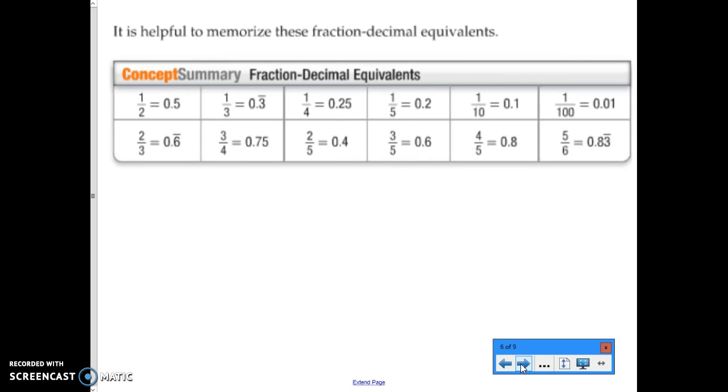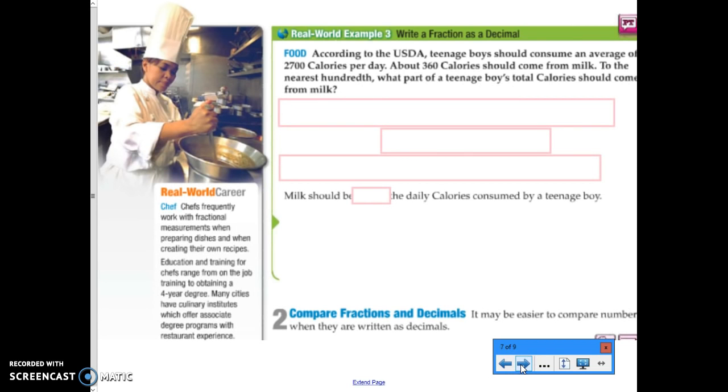This concept summary, it's probably a good idea to write most of these down. Some of them you already know in the back of your head, but it's good to write down the ones that you maybe don't know. Those are ones that you will have to convert quite frequently, so if you just jot them down. All right, let's take a look.